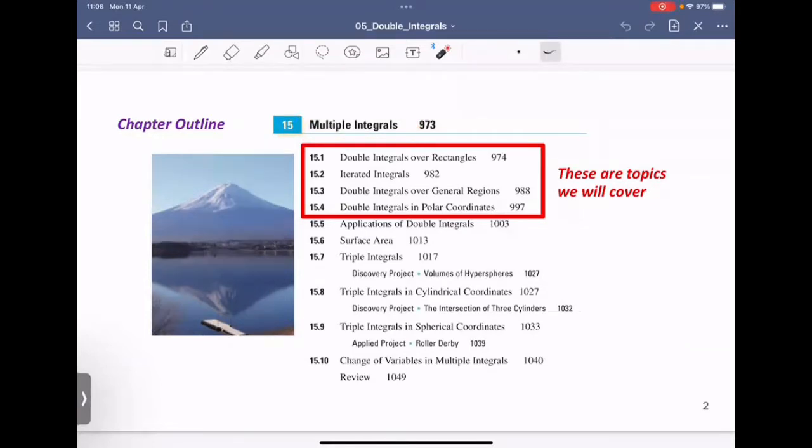Here, what are we going to learn? We're going to learn double integrals over rectangles, which is the easiest one. And then after Songkran, we're going to come back and learn iterated integrals and then double integrals over general regions. The last one that we're going to learn is double integrals in polar coordinates.